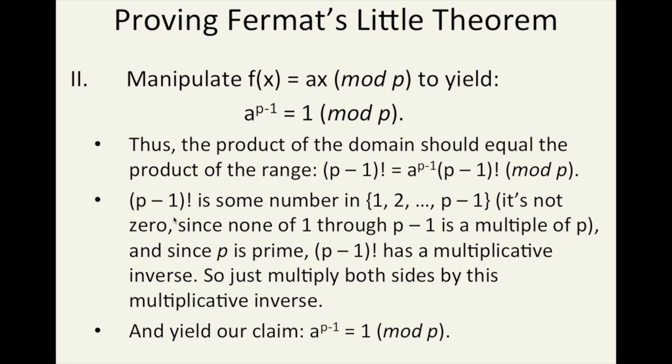Then we can see that p minus 1 factorial is some number in 1 to p minus 1. We know it's not 0 since none of 1 through p minus 1 is a multiple of p. And since p is prime, then p minus 1 factorial has to turn into one of these numbers, and it has to have a multiplicative inverse. So we can just multiply both sides of this equation by the multiplicative inverse of whatever p minus 1 factorial is, and so we can cancel both sides of this p minus 1 factorial, and we yield our claim that a to the p minus 1 equals 1 mod p.